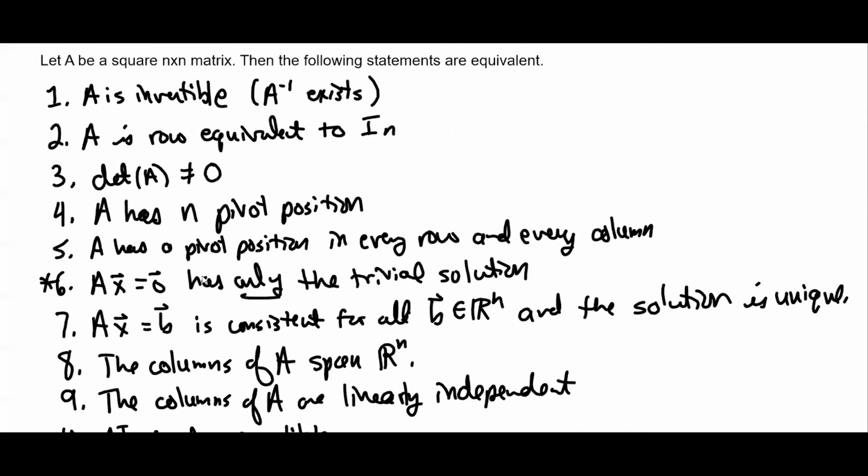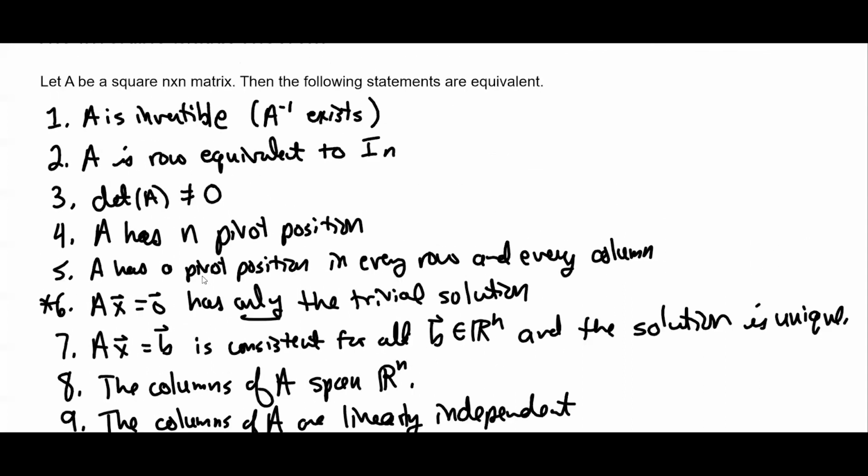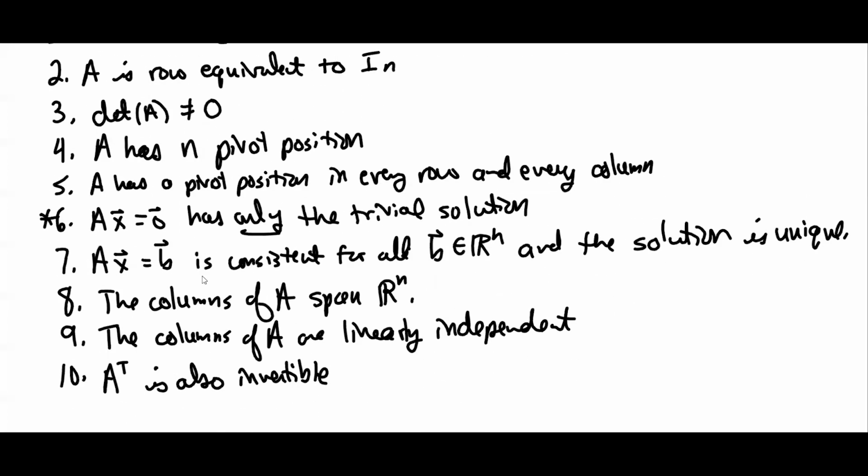So that's a big list. And later on when we learn more stuff about linear algebra, we can actually add to this list. If A is square and it reduces to the identity, or it's invertible, then a bunch of stuff. We know all this right now, and we'll know more things later on.